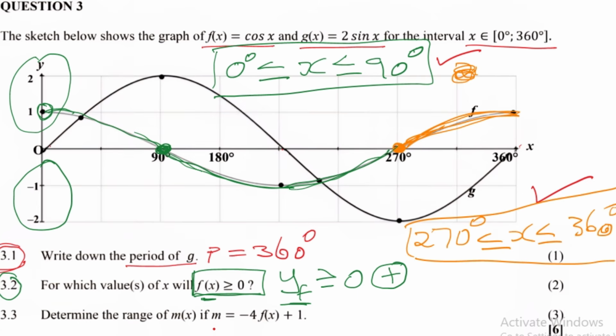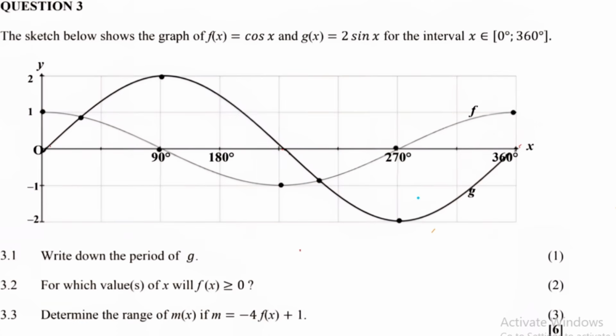Now we need to answer 3.3. On 3.3, you need to be careful here because we have got a new equation. It says determine the range of m of x if m is equal to -4 multiplied by f of x plus 1. So this is what we are having, guys. The basic graph of what we are having is this one.